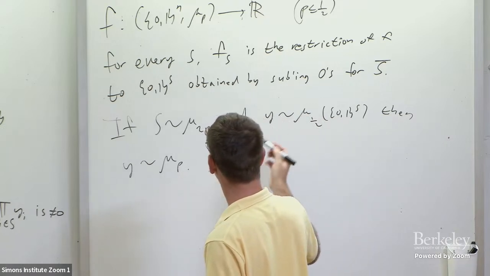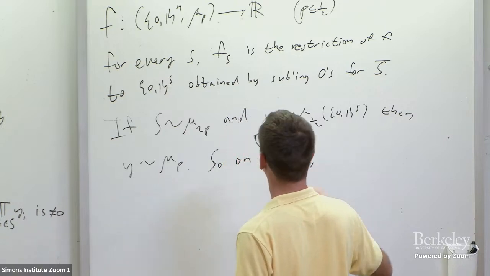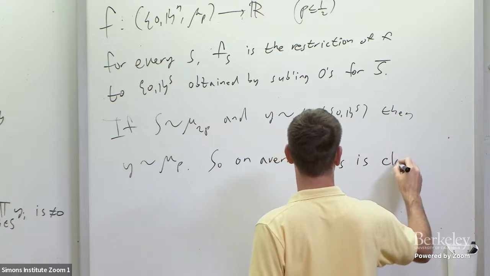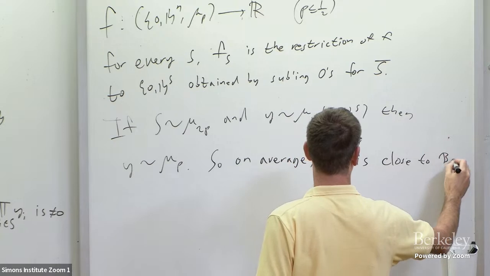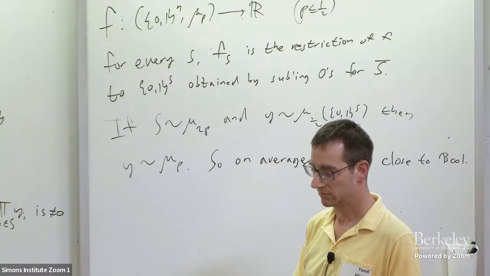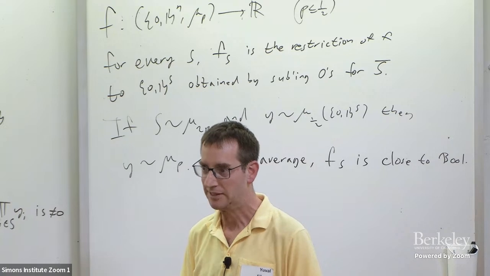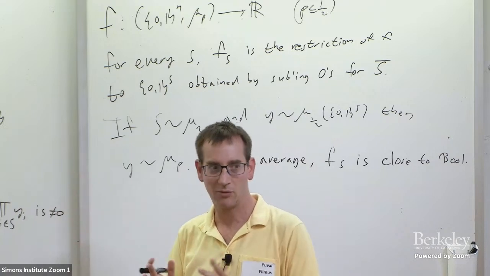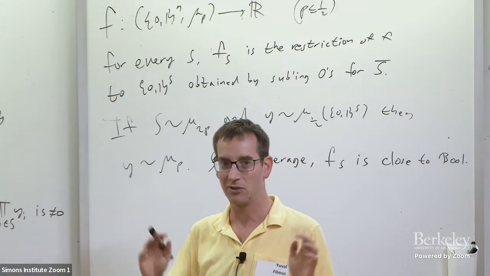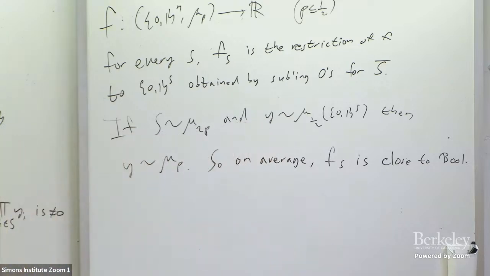So on average, f_s is close to Boolean. And then we just apply the FKN theorem or the Kindler-Safra theorem on these f_s's. And we somehow paste all these things together. In the FKN theorem, it's very easy. And in the Kindler-Safra case, we do it using agreement theorems, but there's also a way of not doing it this way. Let's not worry about it.